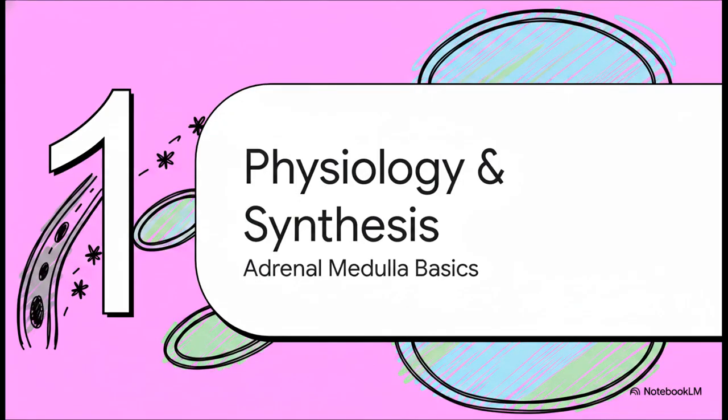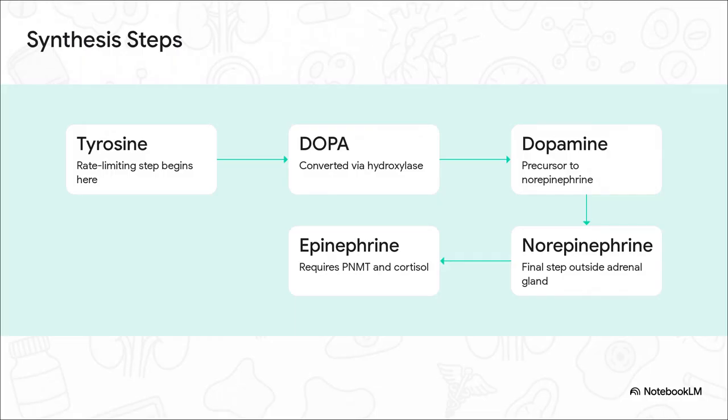Section 1, catecholamine physiology and synthesis. Let's cover the adrenal medulla basics. To truly understand pheochromocytoma, we've got to start way back at the embryonic level. Think of the adrenal gland not as one organ, but actually 2 entirely different organs mashed together. The adrenal cortex, which makes up about 80% of the gland, is a mesodermal derivative, coming from the coelomic epithelium and urogenital ridge. But the adrenal medulla, completely different story.